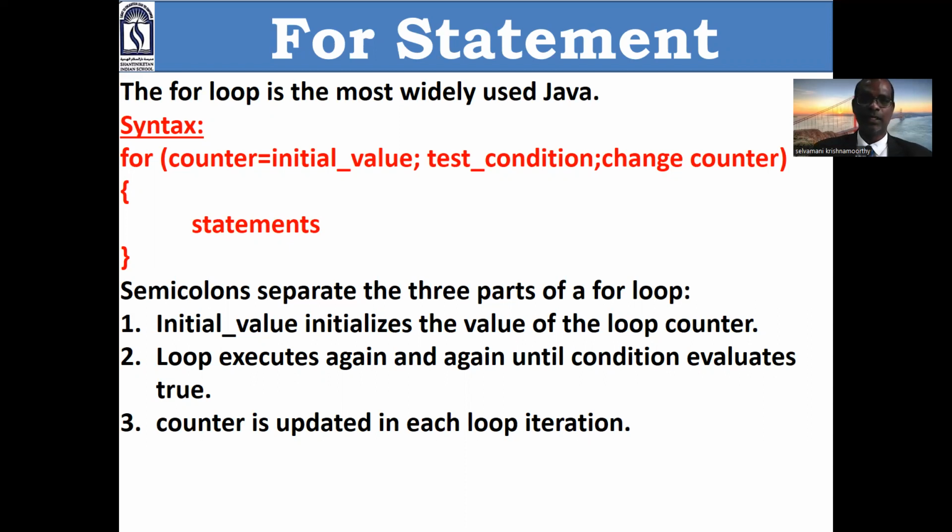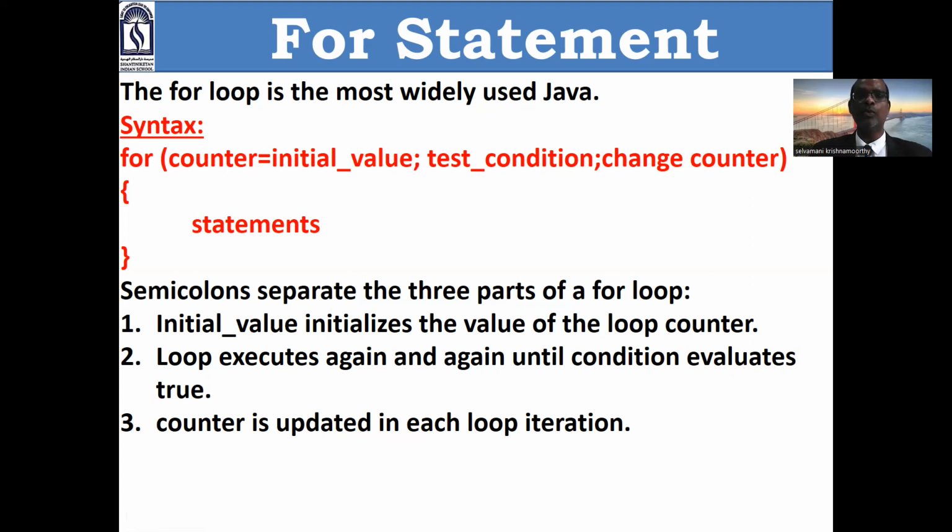Just the name changes. This is counter equal to initial value, the initialization involving one counter or index value. The test condition is the expression, which gives either true or false, and involves the counter variable or loop index. You can call the third part the change counter. It may be an increment, it may be a decrement, involving the loop index or counter variable. So this is counter variable initialization, counter variable condition, change counter variable, which may be an increment or a decrement.